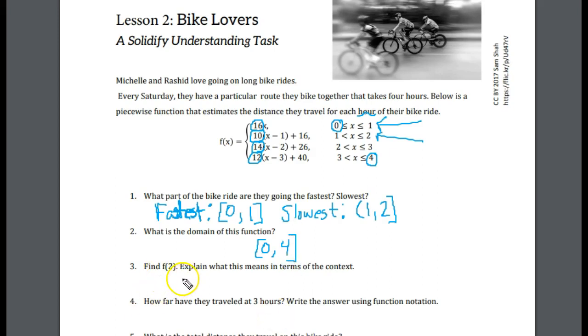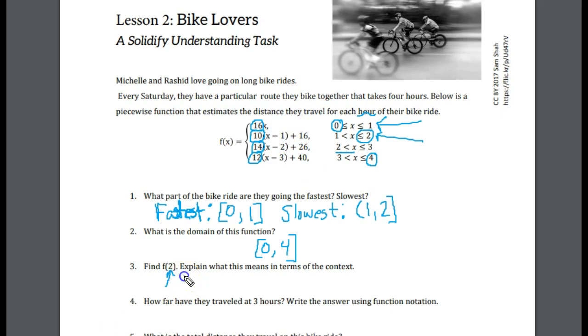Find f of 2. Remember function notation: the number that's inside the parentheses is what you need to input, or substitute, into the function. When you're using a piecewise function, don't forget that first you have to choose which interval that input belongs to. So where does 2 fall in our intervals? I have a 2 here and I have a 2 in this interval. The big difference is this 2 is equal to and this 2 is not. So that means 2 is actually included for this equation.